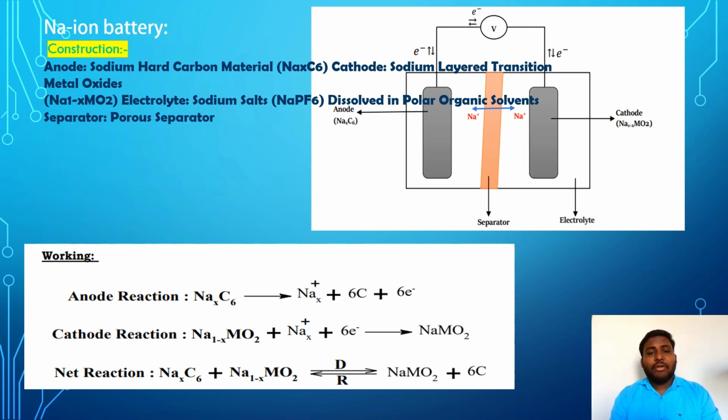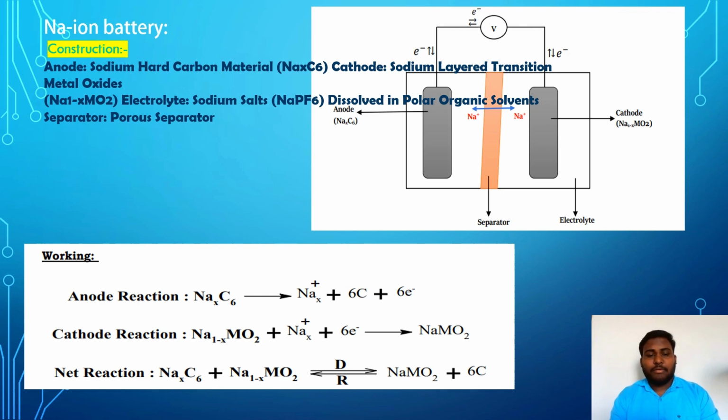Electrolyte: sodium salt NaPF6 dissolved in polar organic solvents. Coming to the separator part, a porous separator is used in this. Here is an example of a sodium ion battery setup where you can find an anode and cathode.